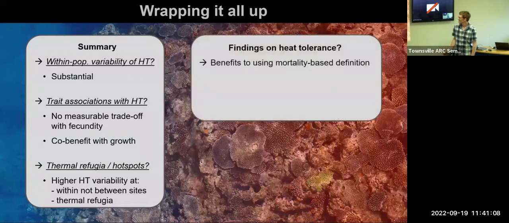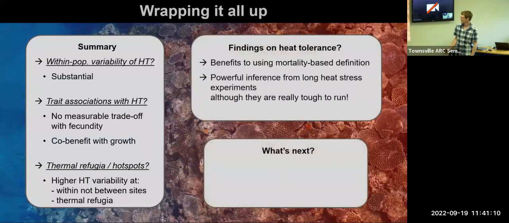So, this is all just summing things up. I just want to say, with heat tolerance, I think it's really important to think about it in terms of mortality. Because at the end of the day, if a coral is still there after a bleaching event, then it's got the chance to continue giving genes into that population. And I think that looking at the long heat stress experiments really gives you the opportunity to relate things back to the climate data. So what's next?